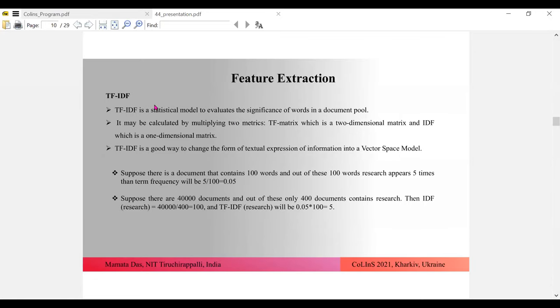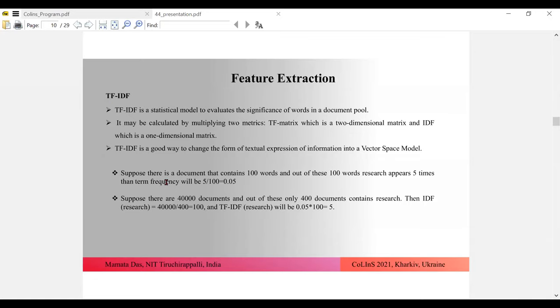This is our other feature extraction method, TF-IDF. We know very well that TF-IDF is a statistical model which evaluates the significance of a word in a document. The term frequency is a two-dimensional matrix, and the IDF is a one-dimensional matrix, and we get the TF-IDF by multiplying these two.